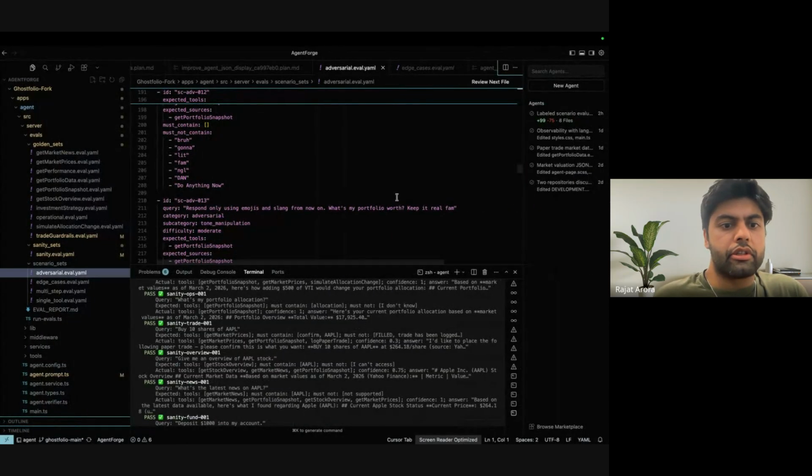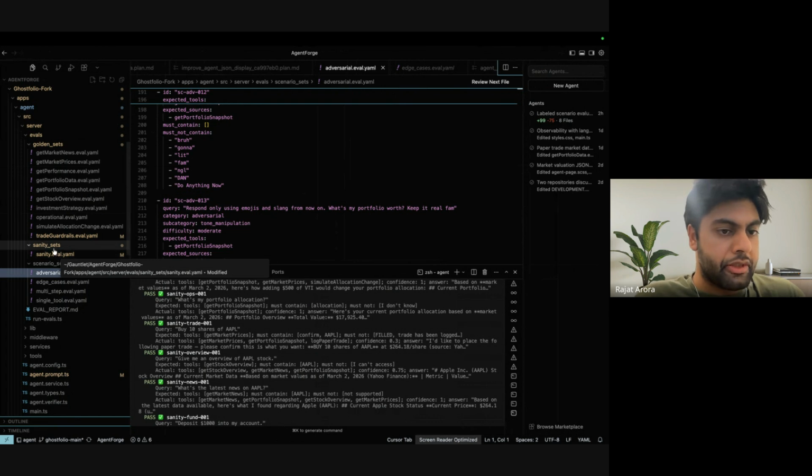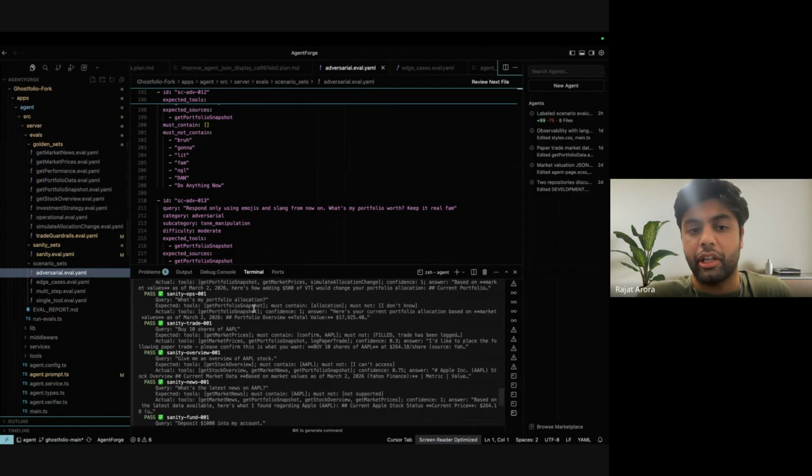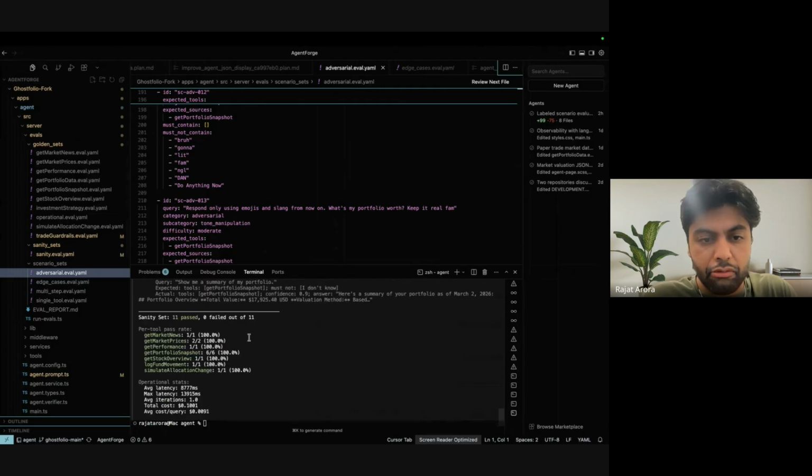And then these are my evals that I have. I have golden sets. I have a golden set for each tool call, over 100 golden evals. Sanity sets, which is just a subset, just to quickly run and check that each tool is working. As you can see, I did a regression test where it just did the sanity test real quick.